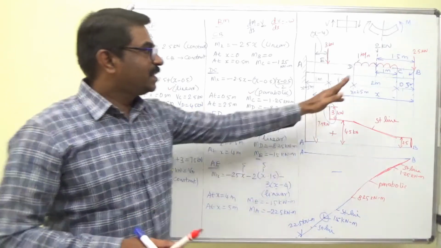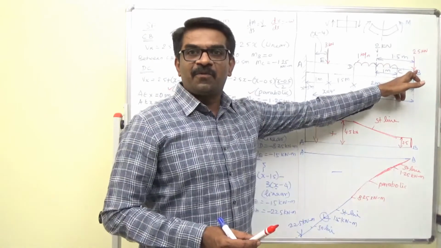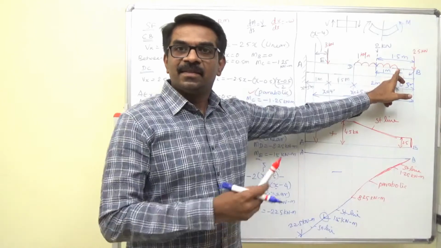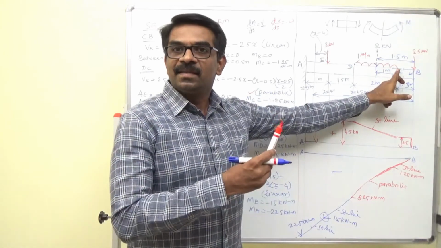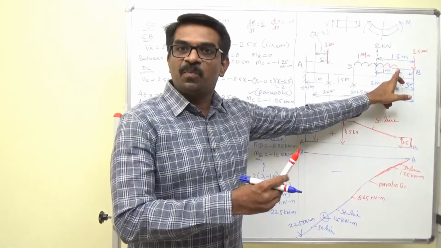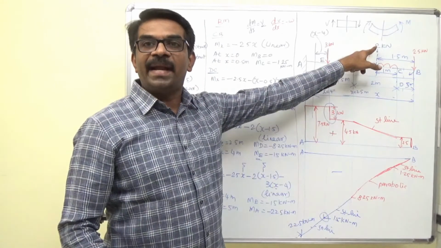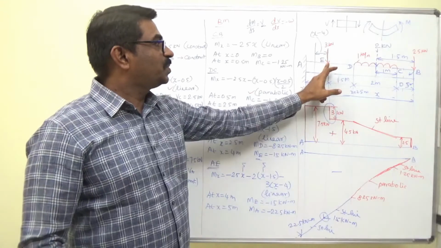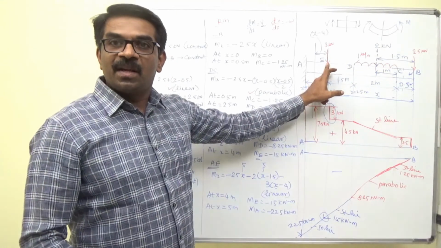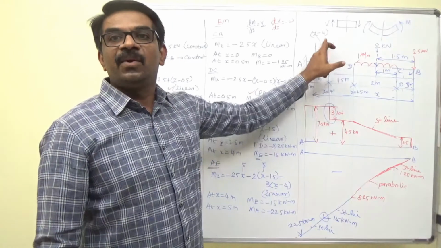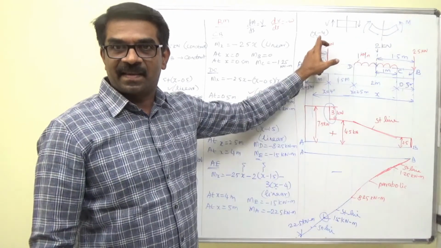How? See here, at B, shear force is 2.5 kilonewton. At C, there is no other force between CB, so it is the same 2.5. You come here, you have two more added. When you have come to E, without any load, it is the same. With adding 3 kilonewton, the load is increasing, the shear force is increasing.